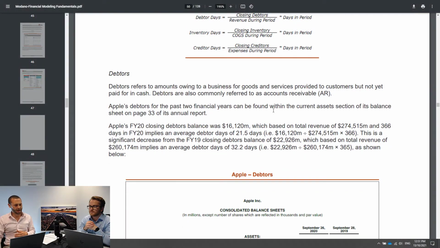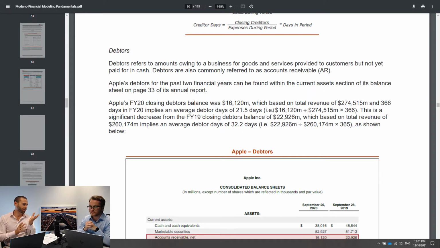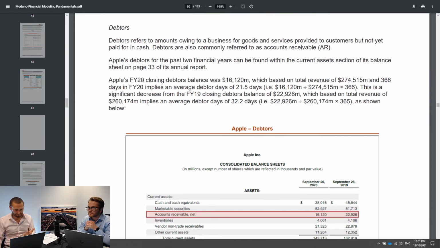So let's do this now by looking at debtors. Now, in the model at the moment, we assumed revenue equals cash. So our profit and our cash flow statement impact of revenue are identical. So I think for Apple during the period, what was our forecast revenue?